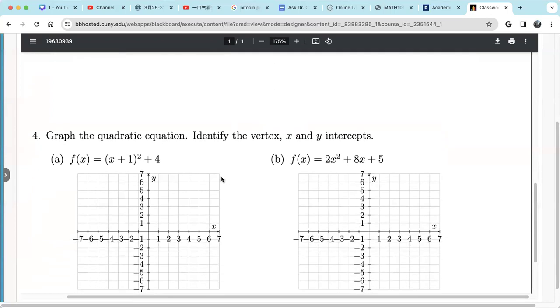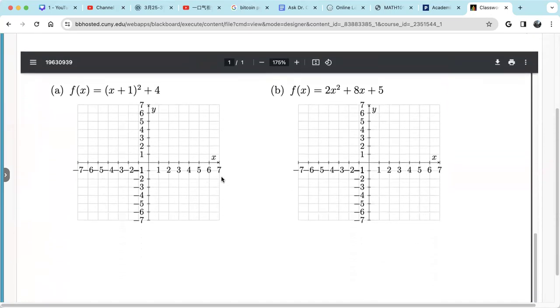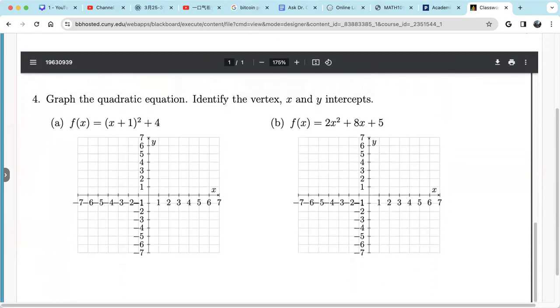Now let's look for part A. We want to graph those two quadratic functions, and we want to identify the vertex, x-intercept, and y-intercept. Remember the vertex form is f of x equals a times x minus h squared plus k. So h comma k is the vertex.